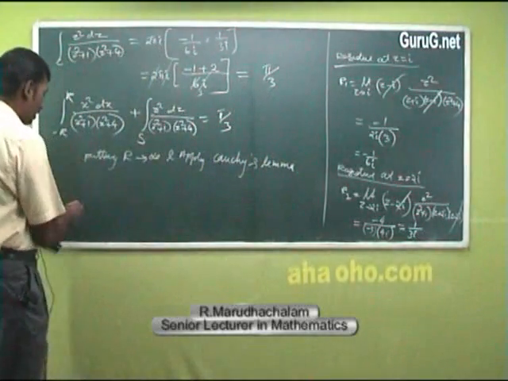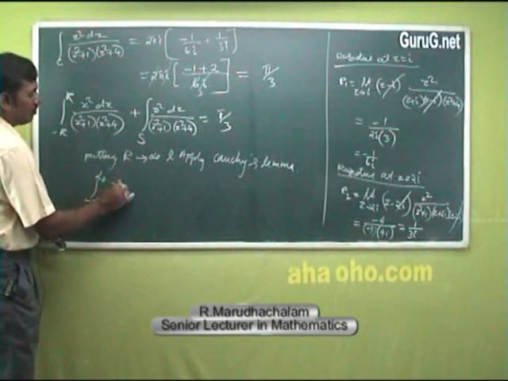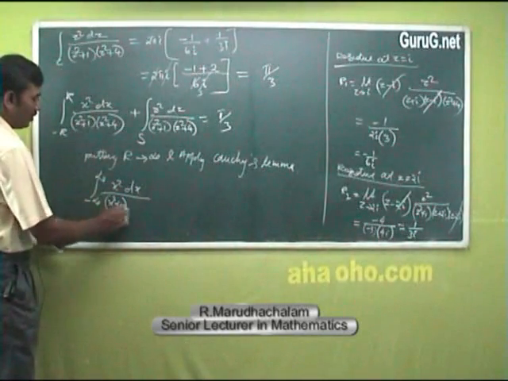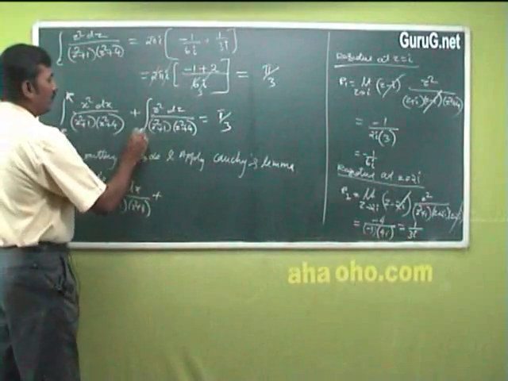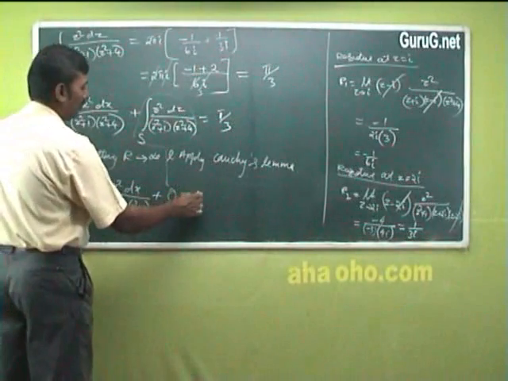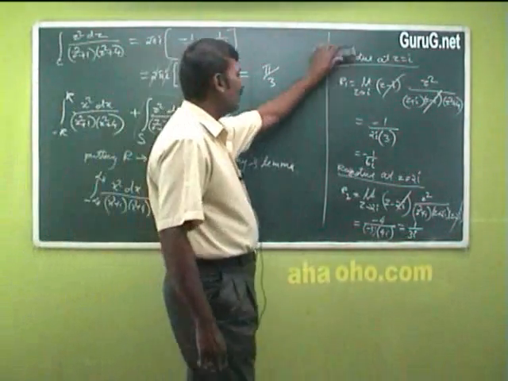So you may get integral minus infinity to infinity x squared dx by x squared plus 1 into x squared plus 4, and this becomes 0, tends to 0, right? Equal to I by 3. So what do we need? We need 0 to infinity, right?